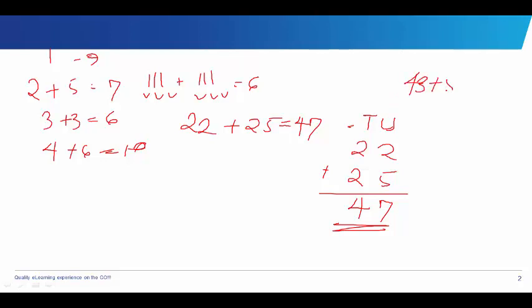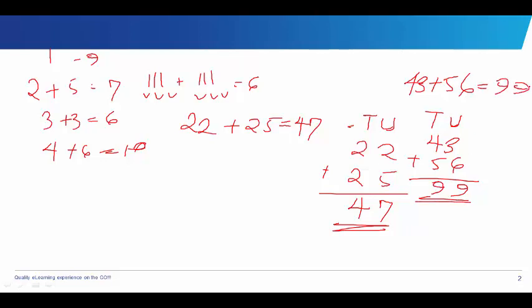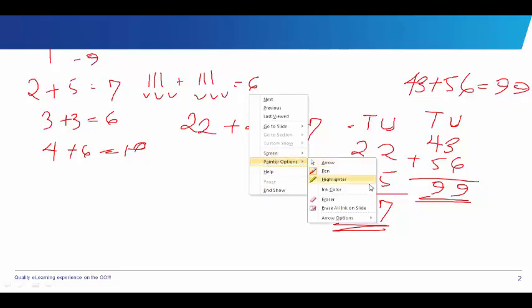43 plus 56. So we'll do our tens and units. 3 plus 6 equals 9. 4 plus 5 equals 9 also. So 43 plus 56 will give us 99. Let's take another 2-digit number that will illustrate other concepts.